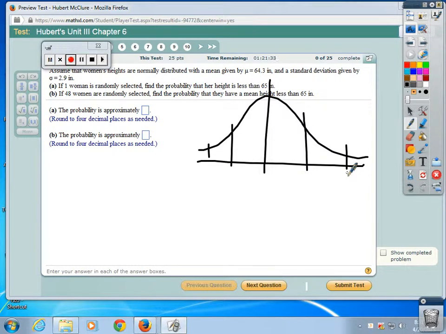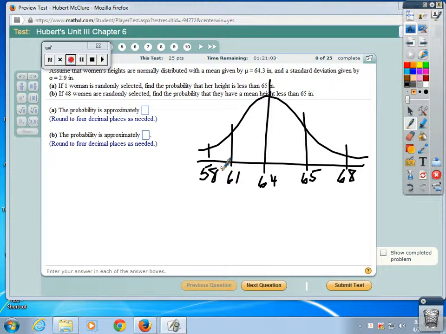And 64.3. I'm just going to do it by whole numbers because I don't need that big of a deal as far as drawing it. Let's see, that's 3, so that'd be around 65 and 68, and minus 3, the 61 and 59, 58. All right, that's close enough for drawing your points. One woman is randomly selected.